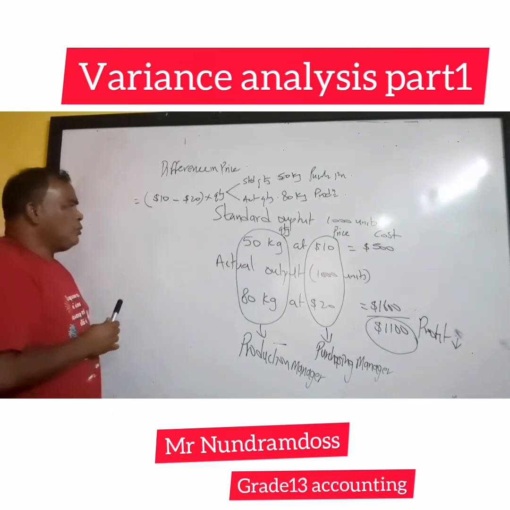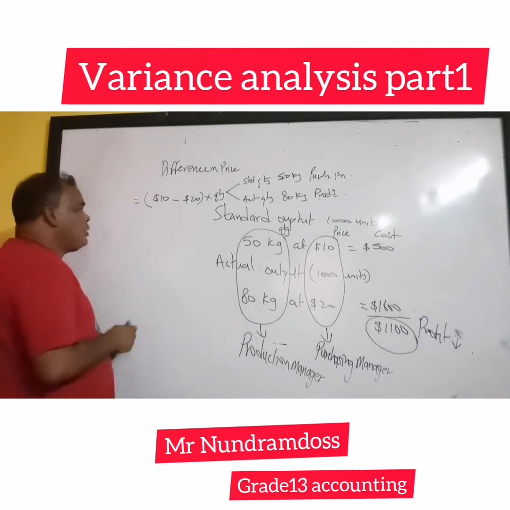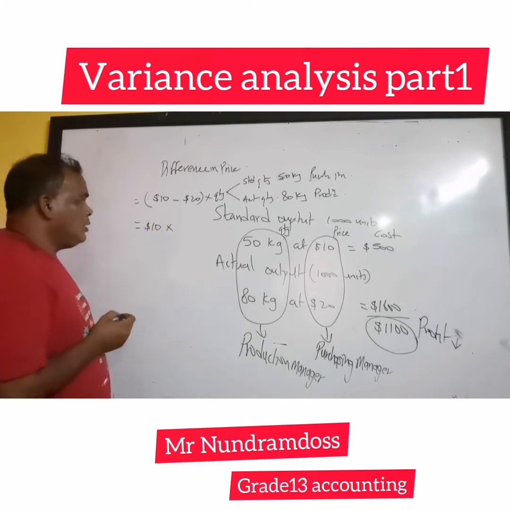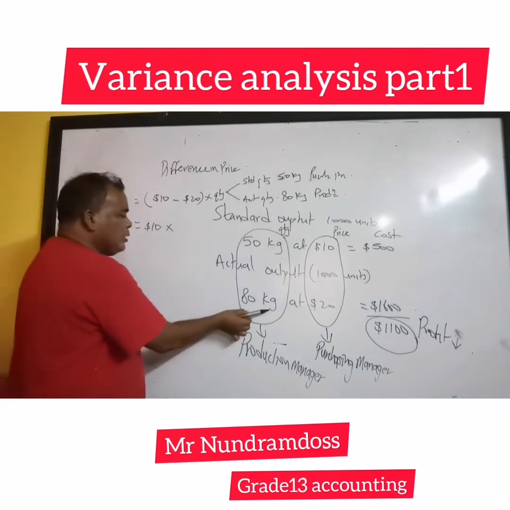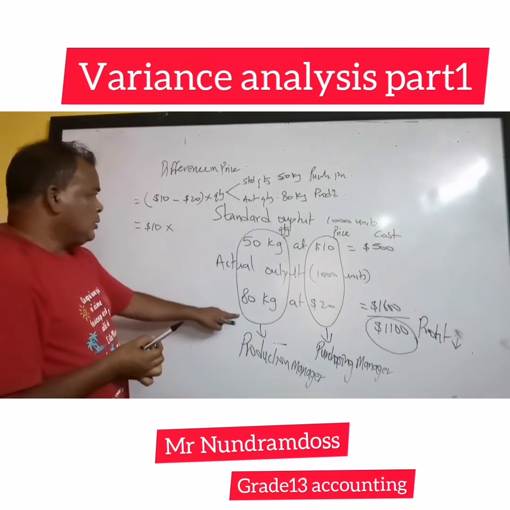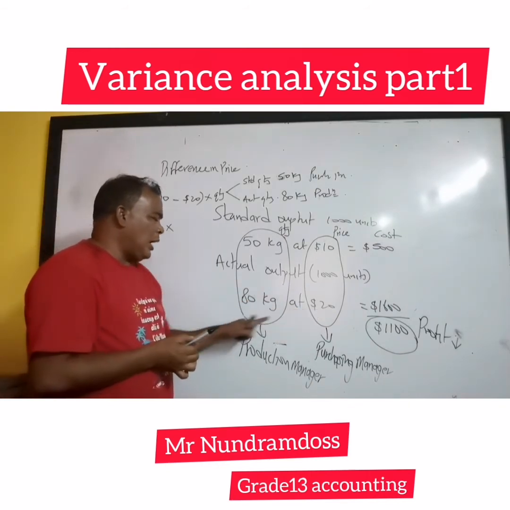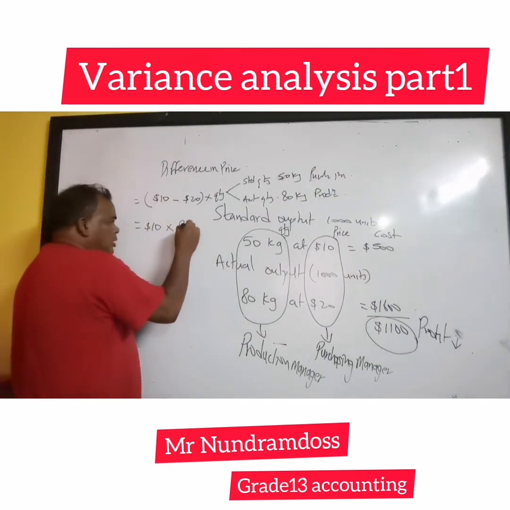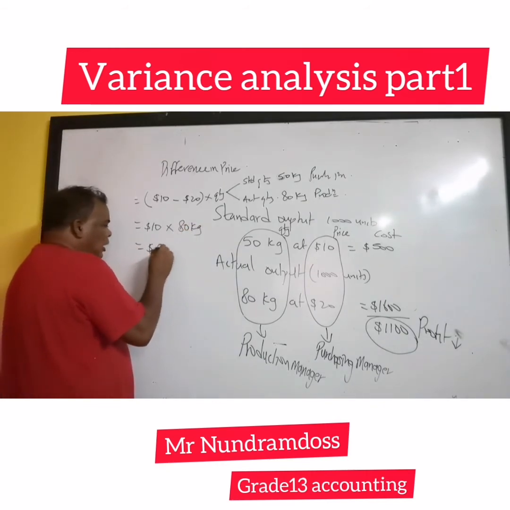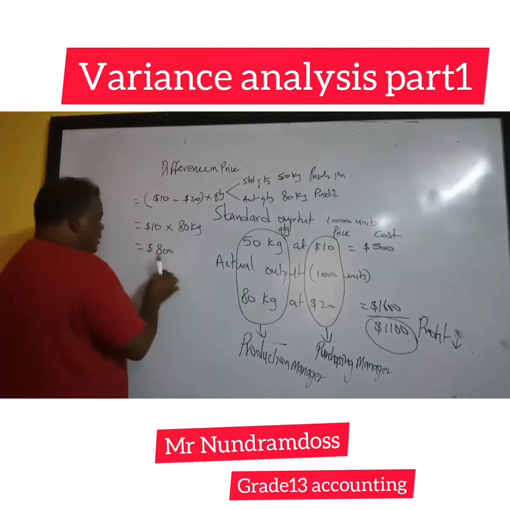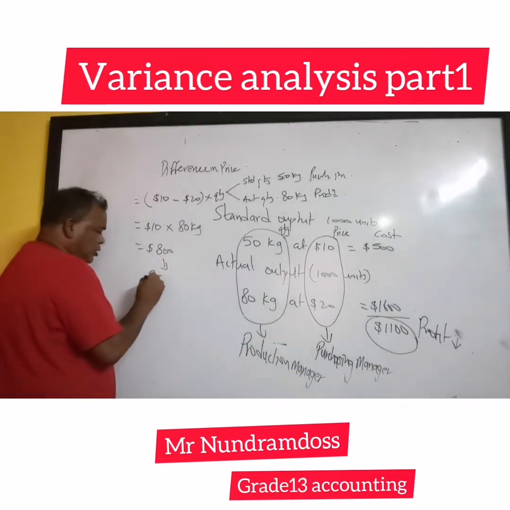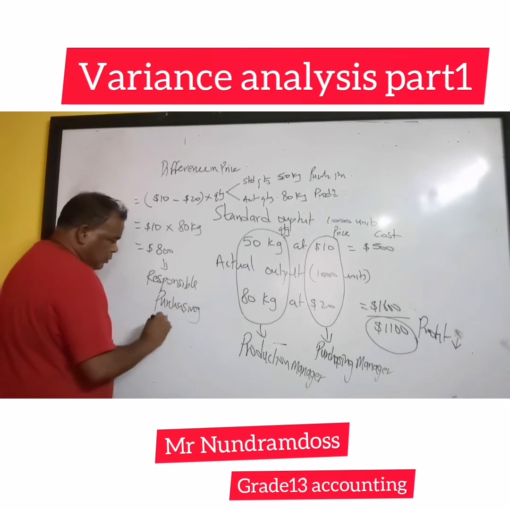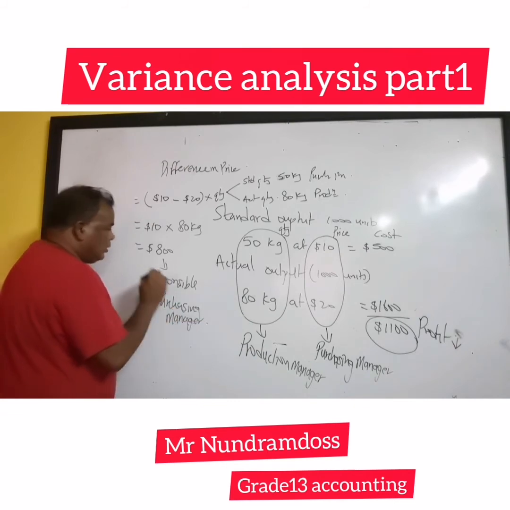Which one do we have to use? How much of the difference in price will be the responsibility of the purchasing manager? $10 times which quantity, 50 kilograms or 80 kilograms? Because the purchasing manager should buy at $20 for 50 kilograms, but he bought 80 kilograms. So we have to multiply by 80 kilograms. So out of 1,100 profit, $800 will be the responsibility of the purchasing manager. The purchasing manager will be responsible for a fall in profit of $800.